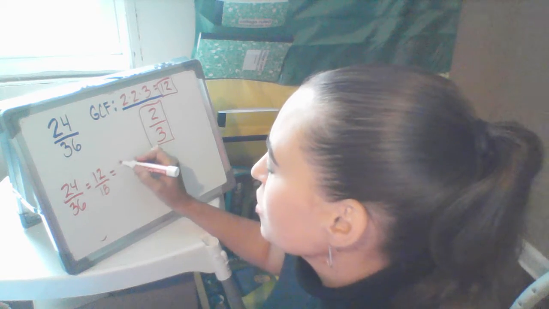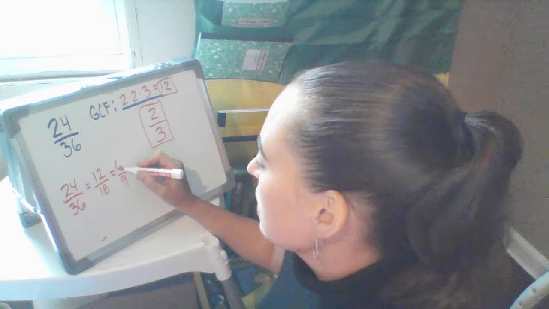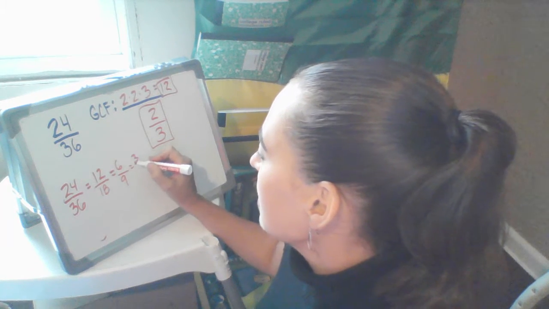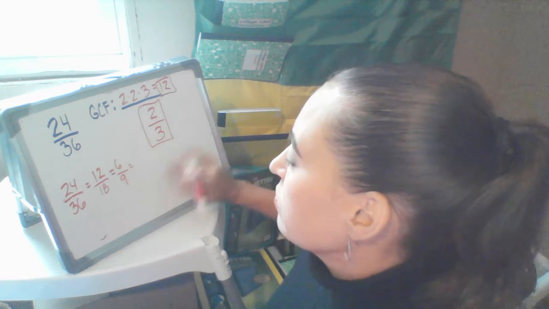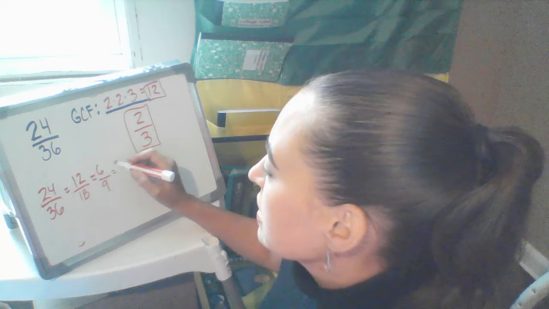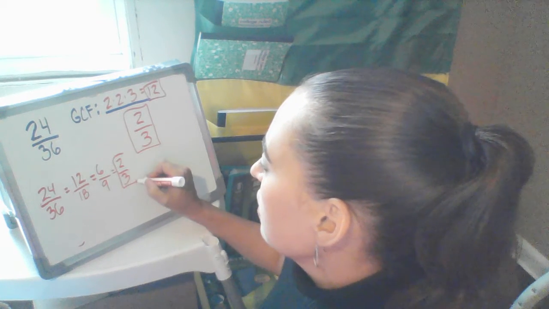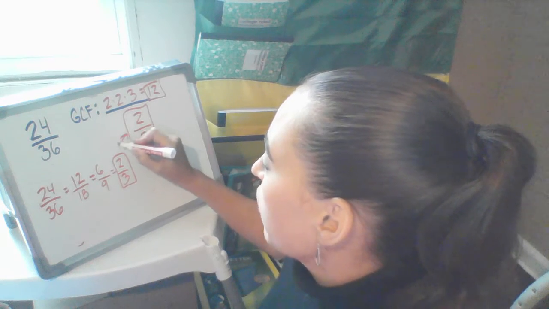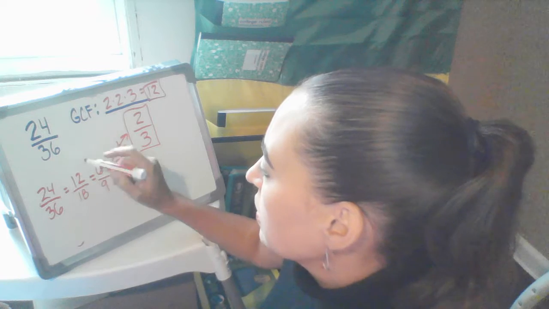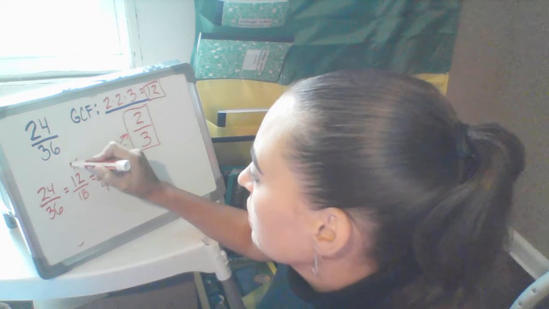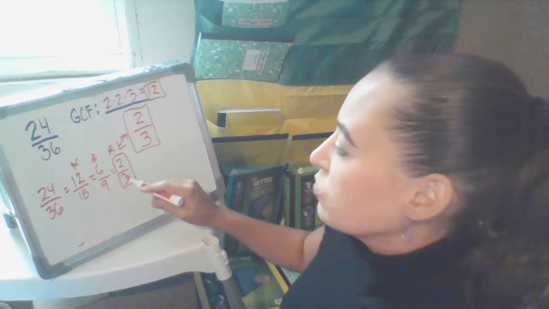So now 2 goes into 12 6 times. 2 goes into 18 9 times. 2 goes into 6 3 times. Oh, we're not doing it by 2 now. We're doing it by 3s. So 3 goes into 6 2 times. 3 goes into 9 3 times. So now we have the same fraction. However, this time we had to do 1 step, 2 step, 3 step. So we had to do 3 steps.